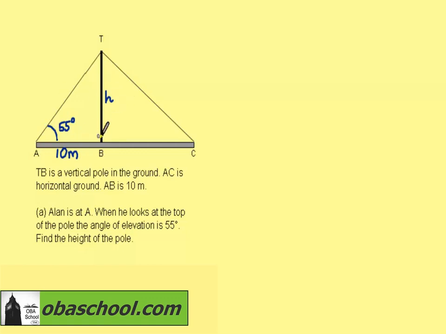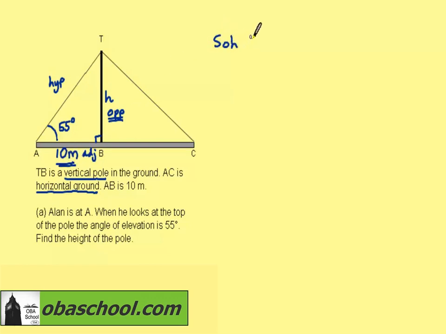We can see here that we have a right-angled triangle. We know this is a right angle here because the pole is vertical and the ground horizontal. If we look at this triangle, for this angle here, 55 degrees, this is the hypotenuse, the longest side. This would be the opposite, and this is the adjacent. We want to find h, which is the opposite, and we know the adjacent.